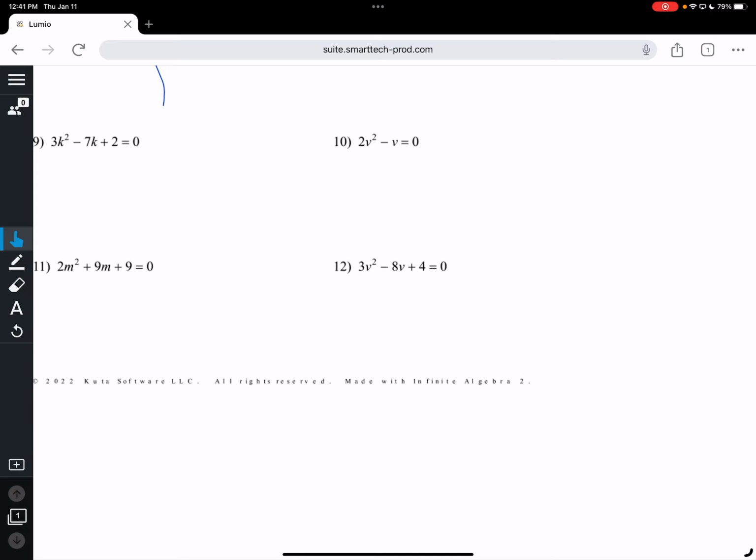What's the first thing we're going to do with this? Since it's all set up, we look for the GCF. There is none. So then what do we do? Set it up in parentheses, variable plus, variable plus. The word is factor it.